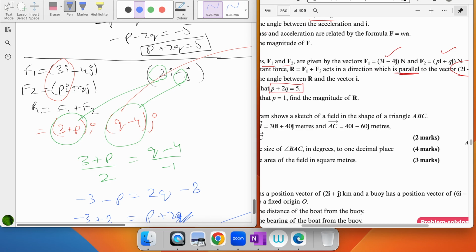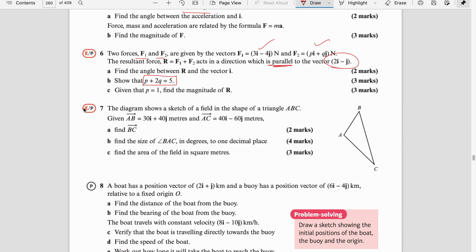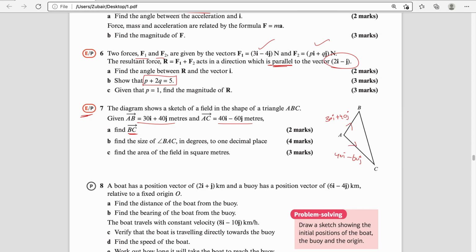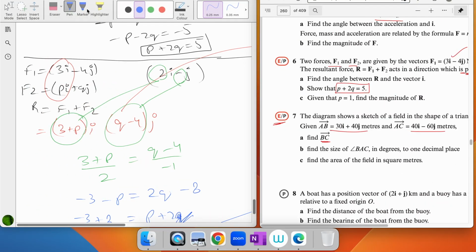Okay, question number 7. The diagram shows the sketch of a field in the shape of triangle ABC. AB is 30i plus 40j, AC is 40i minus 60j, and BC is unknown. To find BC, we travel from B to A, then A to C. AB was given, AC was given.